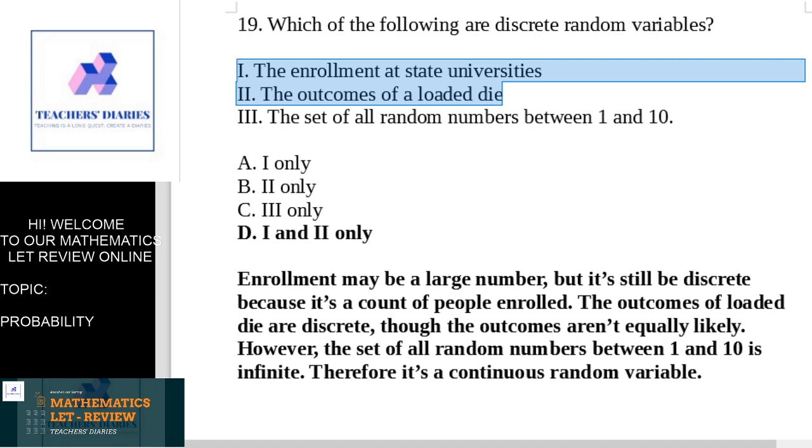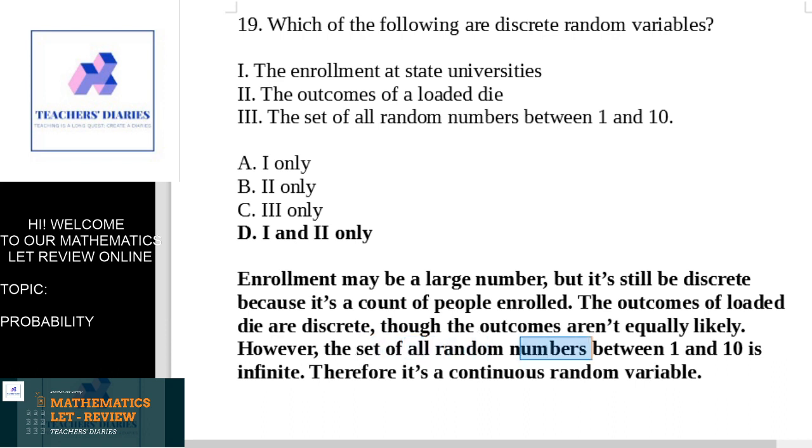The outcomes of a loaded die are discrete, though the outcomes aren't equally likely. However, the set of all random numbers between 1 and 10 is infinite. Therefore, it's a continuous random variable. Again, the set of all numbers between 1 and 10 is infinite. Therefore, it's a continuous random variable.